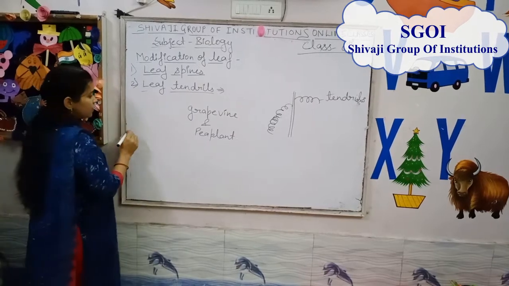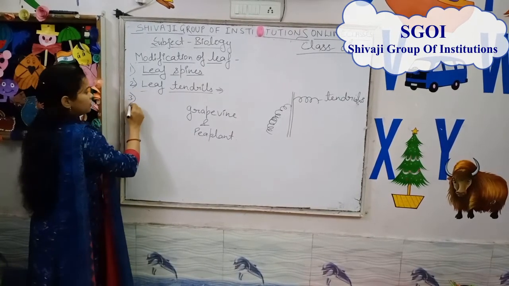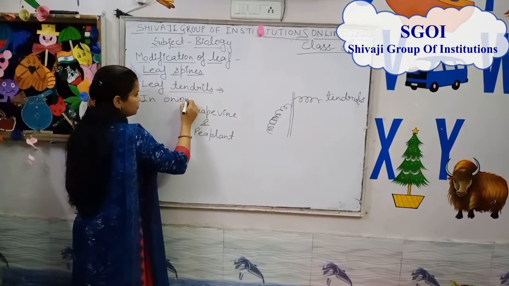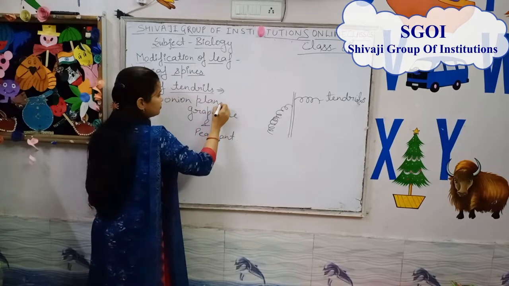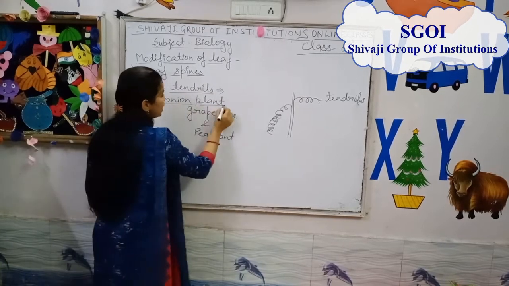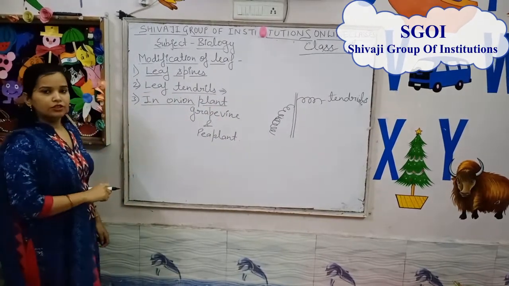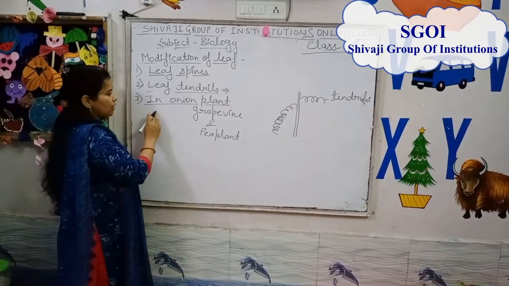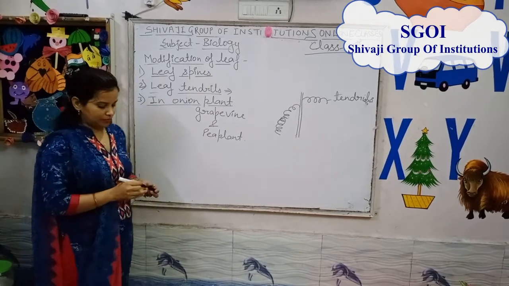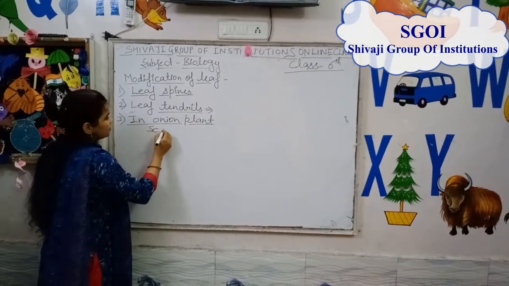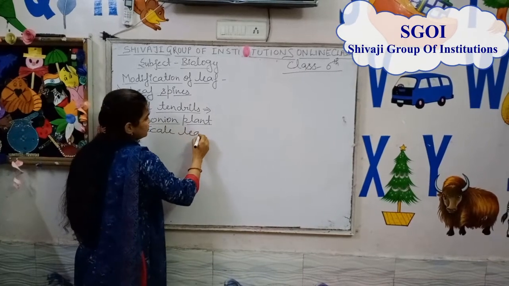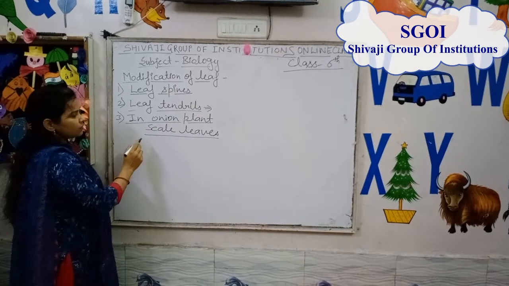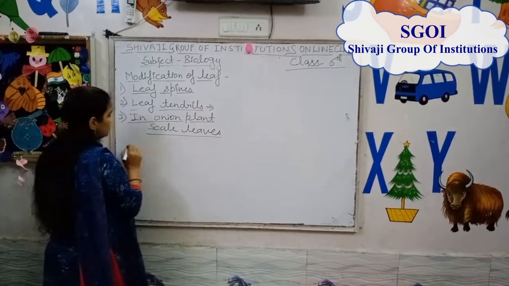And the next is in onion plant. In onion plant, leaves are modified to store food. This is the next type of modification of leaves. They are called scale leaves. Means in scale leaves, some leaves are modified to store food.